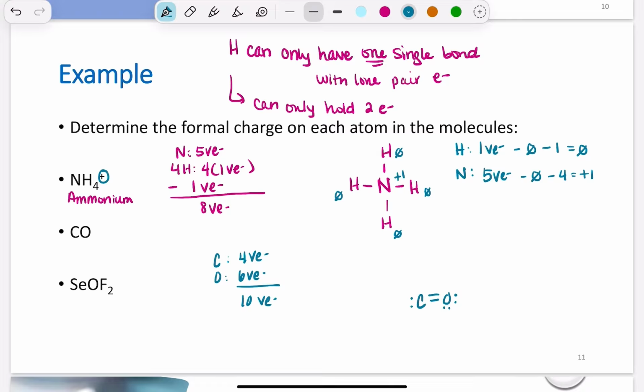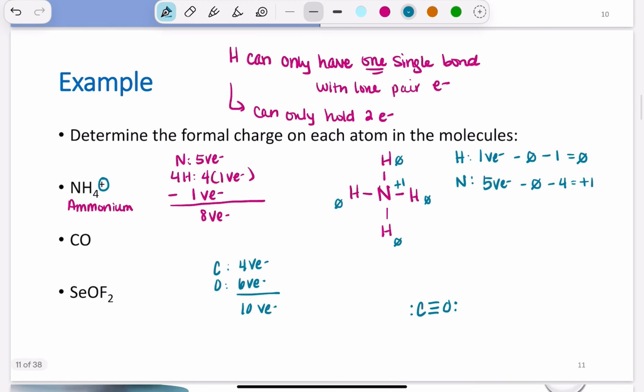So I need to take a pair of electrons from the oxygen and make a multiple bond. Oxygen still has its octet, but carbon does not have its octet yet, and it needs it. So I'm going to take another pair of electrons from the oxygen and make another bond. The most you will see is a triple bond, and we'll show how these actually look in space in the next chapter. But I've got the carbon triple bonded to the oxygen, and each one has a lone pair. They all have their octets. So this is the correct Lewis structure. But let's do formal charge.